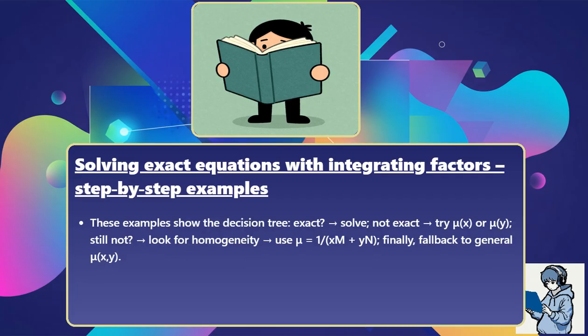These examples illustrate the decision tree. First, check if the equation is exact; if so, solve it. If not, try an integrating factor that depends only on x or only on y. If that fails, look for homogeneity and use mu equals 1 over xM plus yN. Finally, resort to a general integrating factor that depends on both x and y.